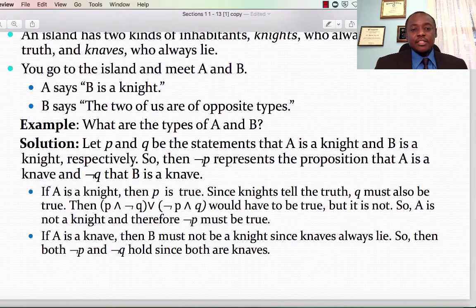So A is not a knight, and if A is not a knight, that means A would have to be a knave. In other words, not P must be true. But if A is a knave, that means A lied. Therefore, B is not a knight, and B would have to be a knave. And of course, B says the two of us are of opposite type. That means B lied. So both of them would have to be of the same type. And what is that same type? They're both knaves.